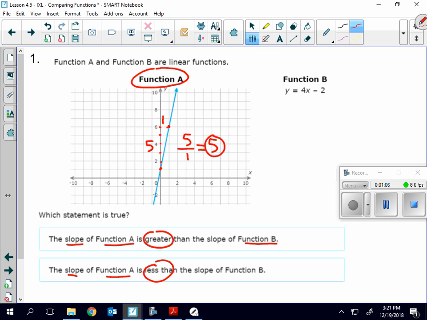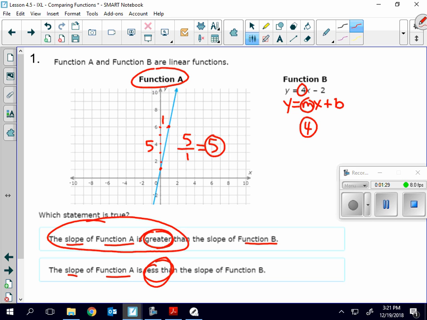And the slope of function B, hopefully you know this. The slope is the one before the x. So the slope of function B is 4. So the question is the slope of function A greater or less than function B? And the answer, of course, is right here. Function A is greater.